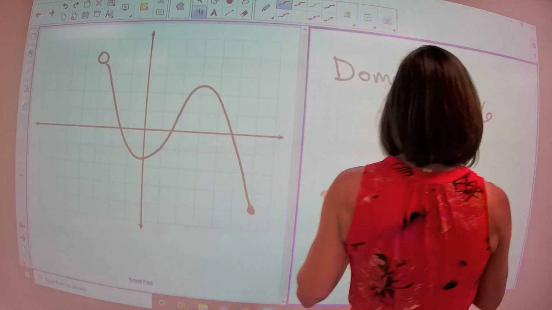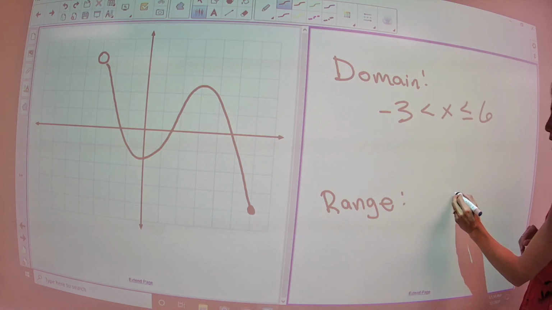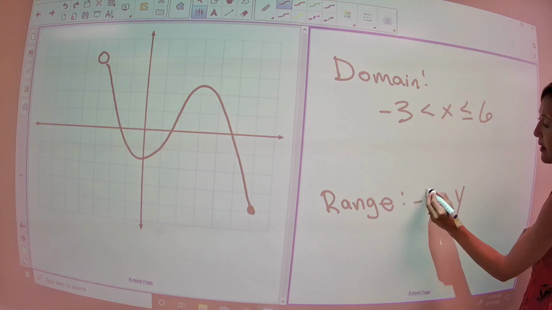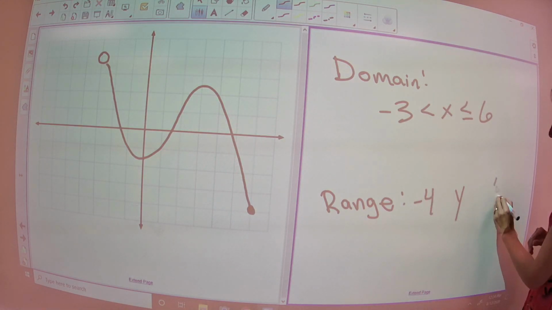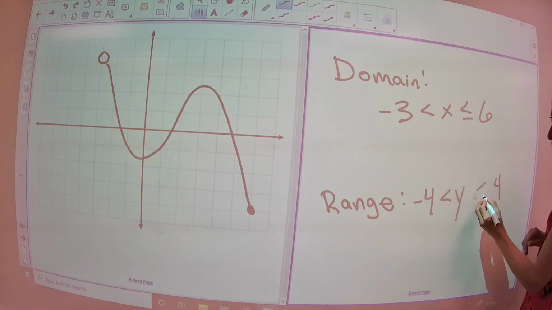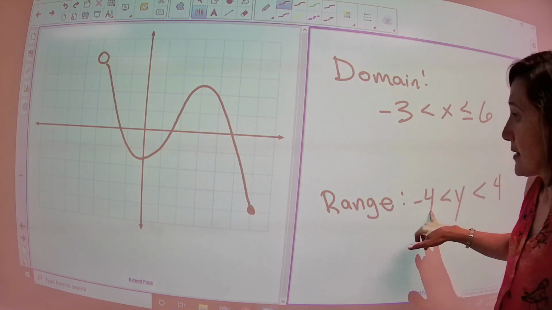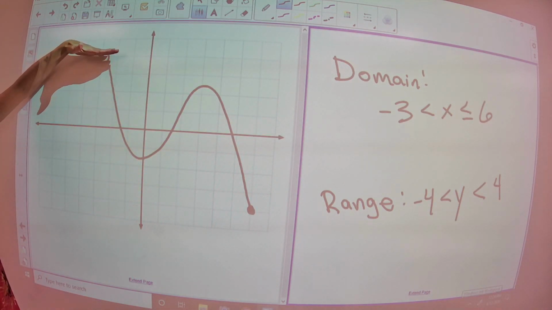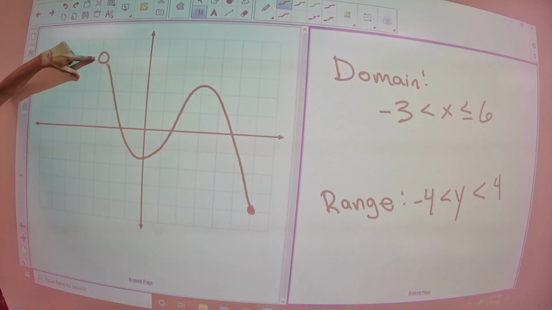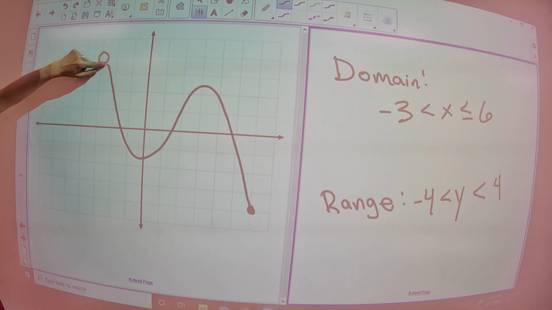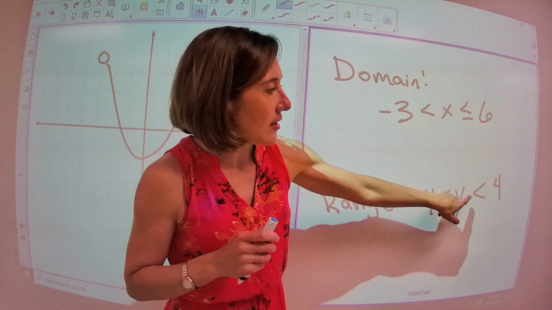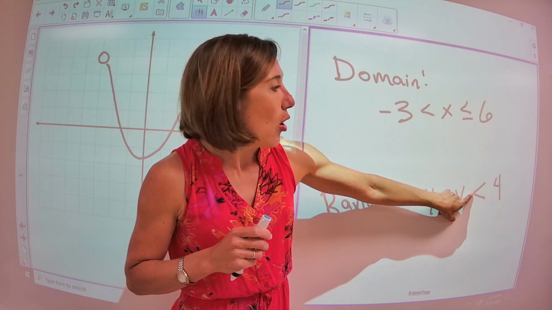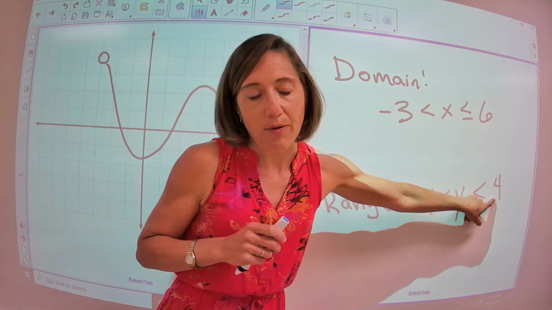So for the range, we're looking at y's. They're going to be between -4 and +4. Let's see. Do we ever actually get up and hit the +4 if there's an open circle here? We don't actually get up there. So that will be an open circle. It means this will be just a less than sign on the end where the 4 is on our range.